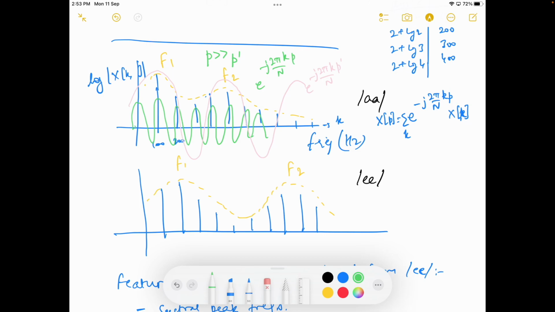So this P dash are the low frequency components, they capture the spectral envelope. And P are the high frequency components, they capture the individual peaks. Clear? Anybody has any questions? Okay.